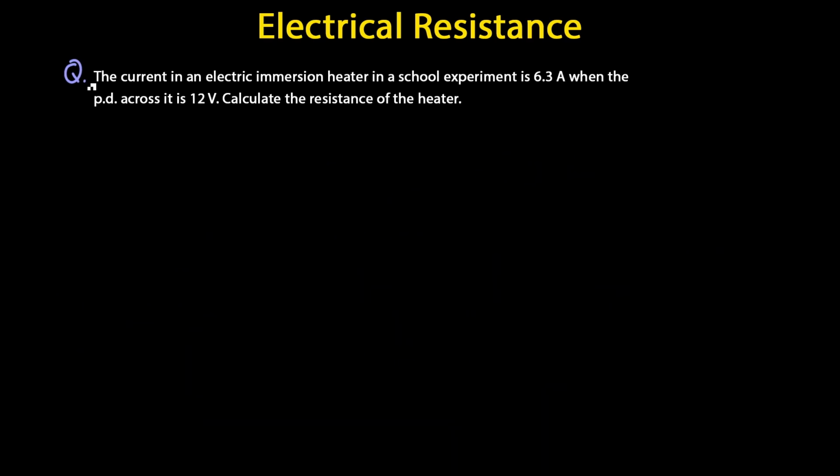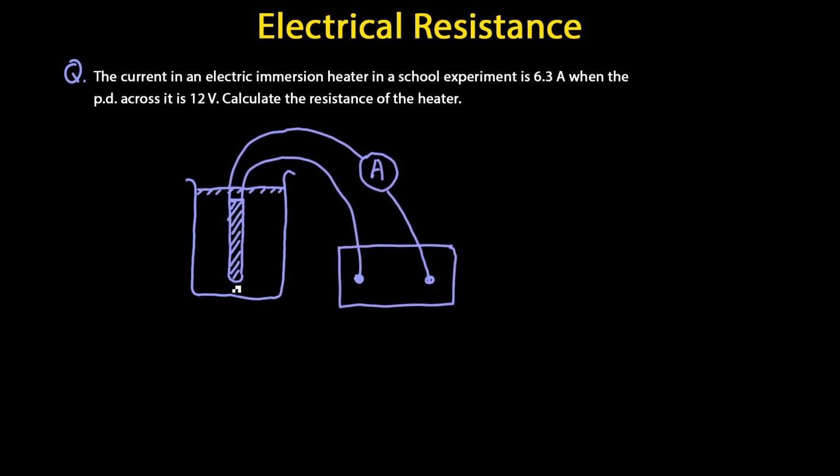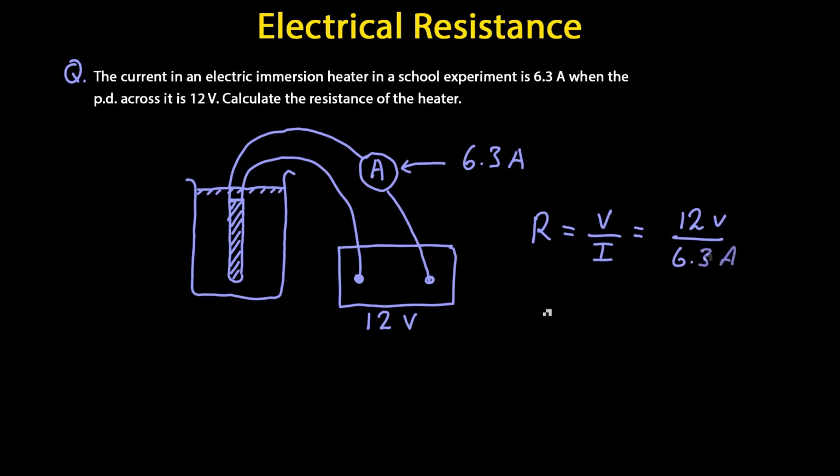The current in an electrical immersion heater is 6.3 amps, when the potential difference across it is 12 volts. Calculate the resistance of the heater. So I've drawn a little diagram here showing the immersion heater in some water, heating up the water. Now the heater itself is acting as a resistor, and as it resists the flow of current moving through the circuit, the resistor also heats up, and this energy is being used to heat up the water. So all we need to do is use our resistance formula and plug in the values. So we've got 12 volts for the power supply, and we know the current moving through the circuit is 6.3 amps because we measured it on the ammeter. So that must mean that the immersion heater's resistance is 1.9 ohms.